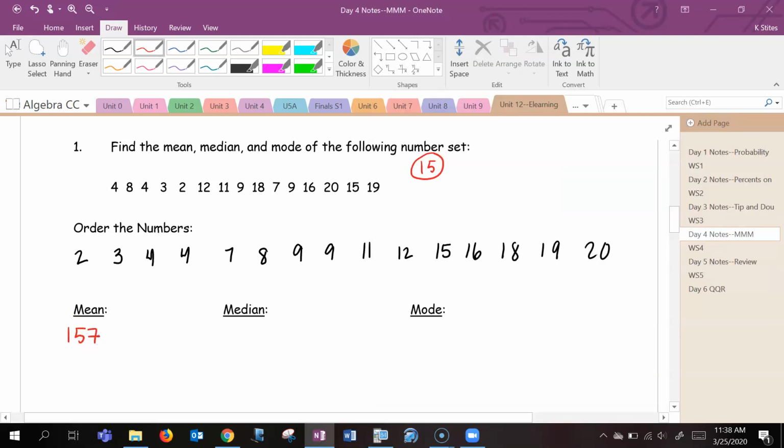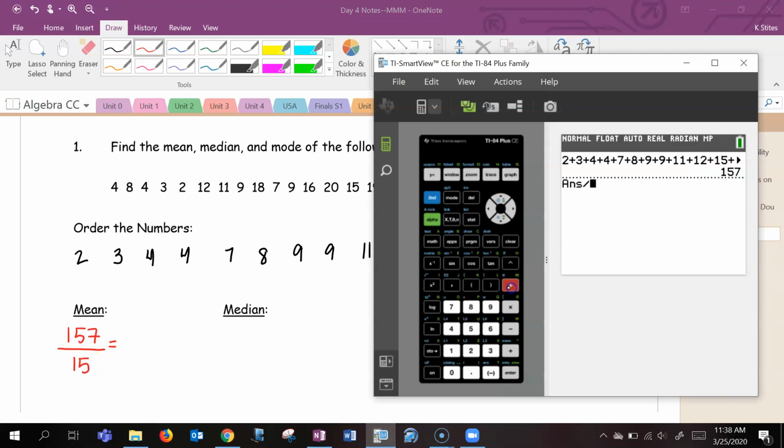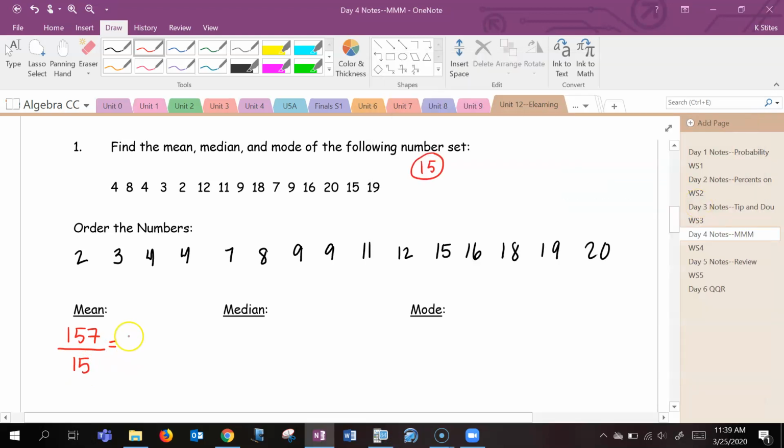So that's the sum part, adding them all up, and then we divide by our total number of numbers, which was 15. And that gives us about 10.47. Notice I rounded to the nearest hundredth here.